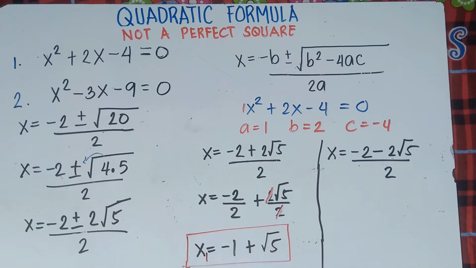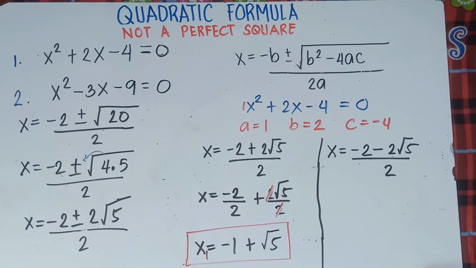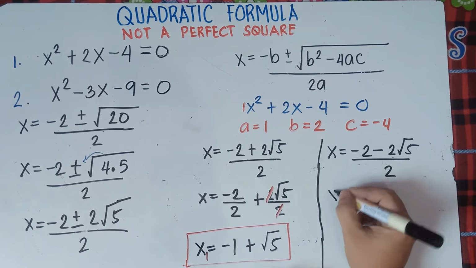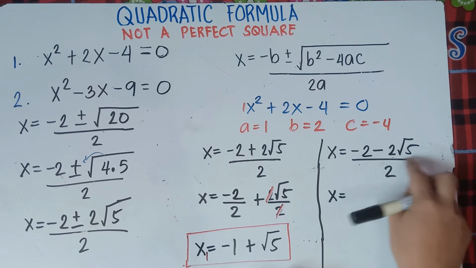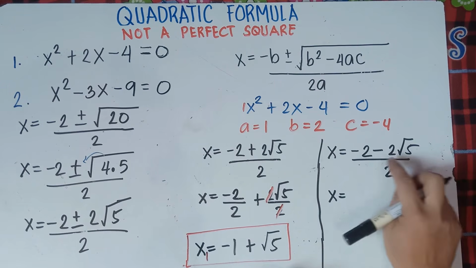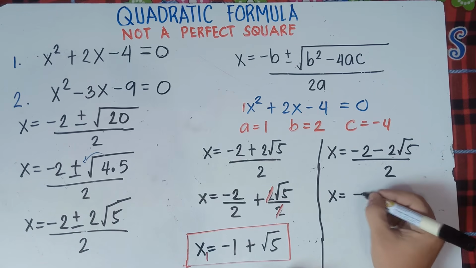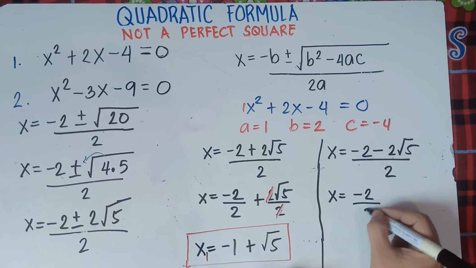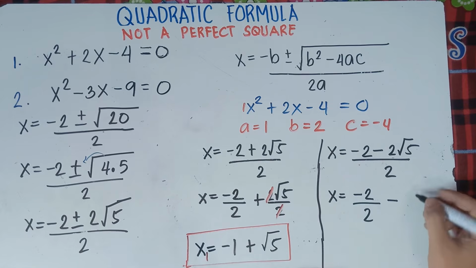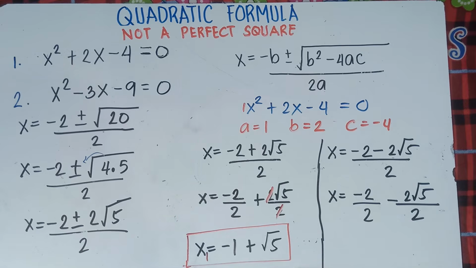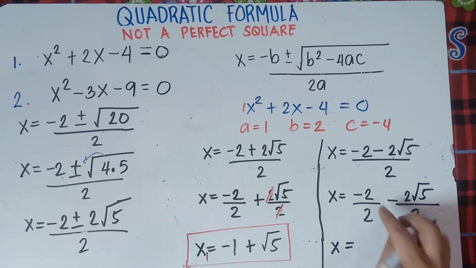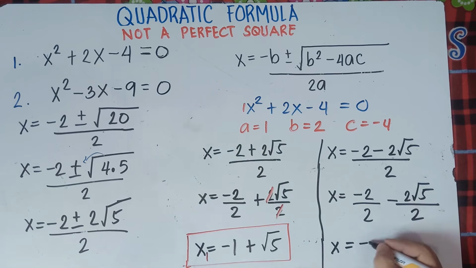Alright, so that's it for the x sub 1. Let's try the other one, so this will be x equals. Once again, we cannot combine since this negative 2 doesn't contain a square root. So copy negative 2 over 2 minus 2 square root of 5 over 2. So this will be x equals negative 2 divided by 2. That's negative 1. Then 2 divided by 2, you can cancel this out.